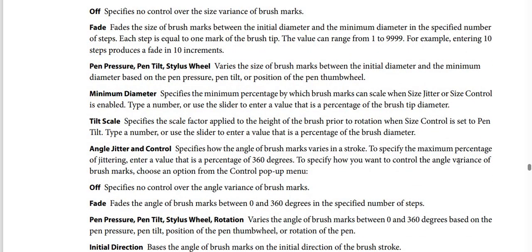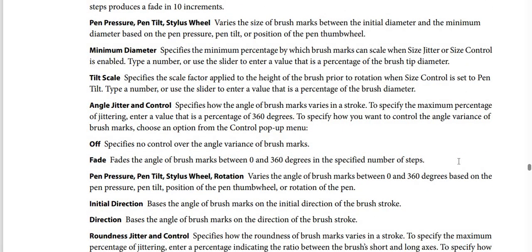And pen pressure, pen tilt, and the stylus wheel vary the size of brush marks between the initial diameter and the minimum diameter based on the pen pressure and pen tilt or position of the pen thumb wheel.